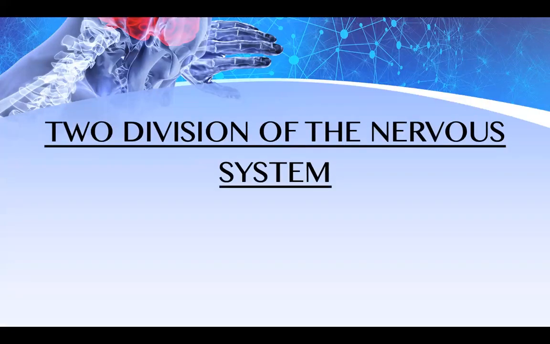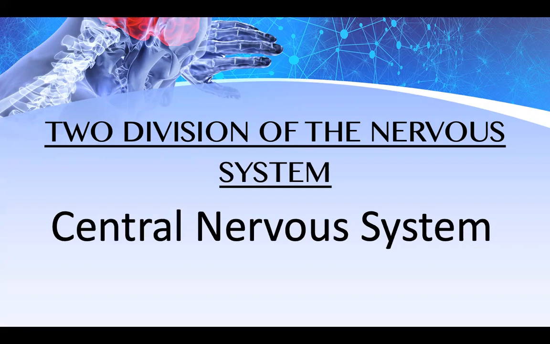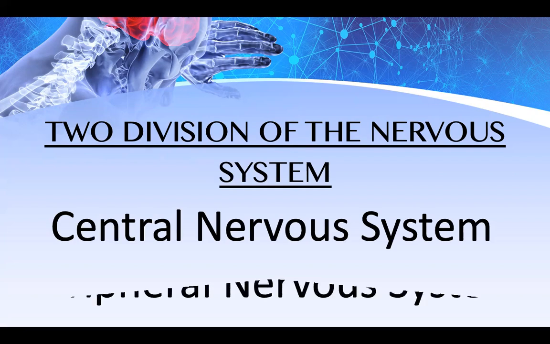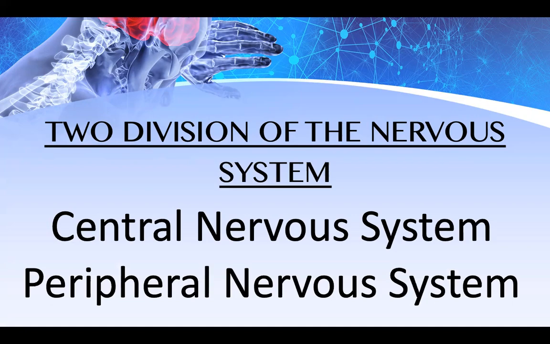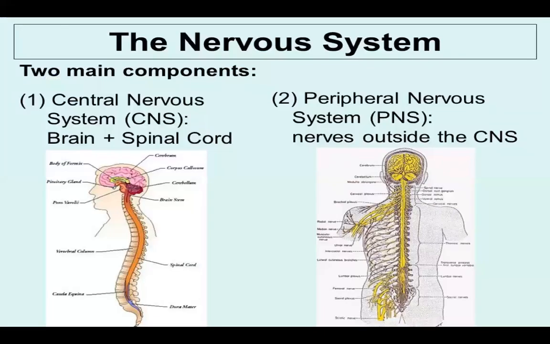There are two divisions of the nervous system. We have what we call the central nervous system and the peripheral nervous system. The central nervous system includes the brain and the spinal cord, and the peripheral nervous system includes the nerves outside of the central nervous system.